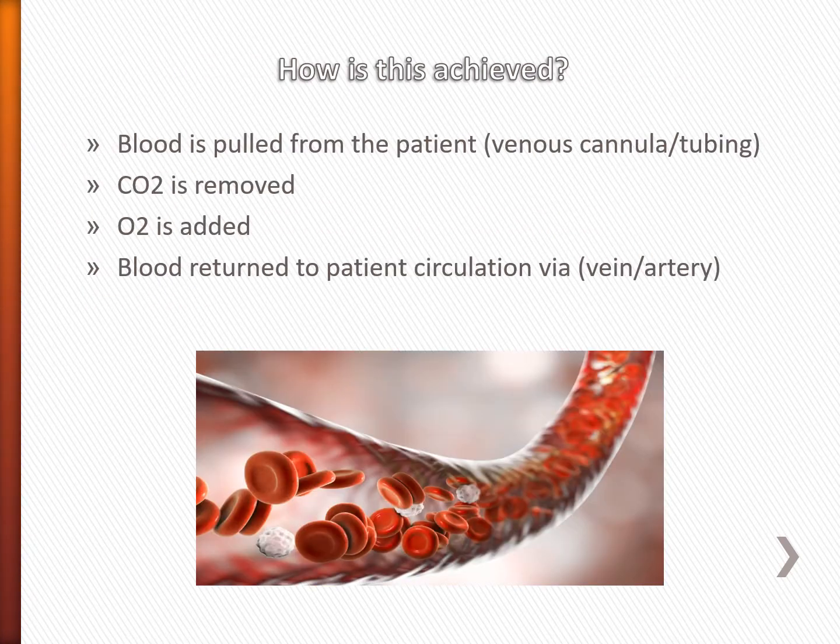How is this achieved? Blood is pulled from the patient via the venous cannula and tubing by the centrifugal pump head. CO2 is removed via sweep settings on the blender. O2 is added and controlled by the FO2 settings on the blender, and blood is then returned back to the patient's circulation via vein or artery by the pump.